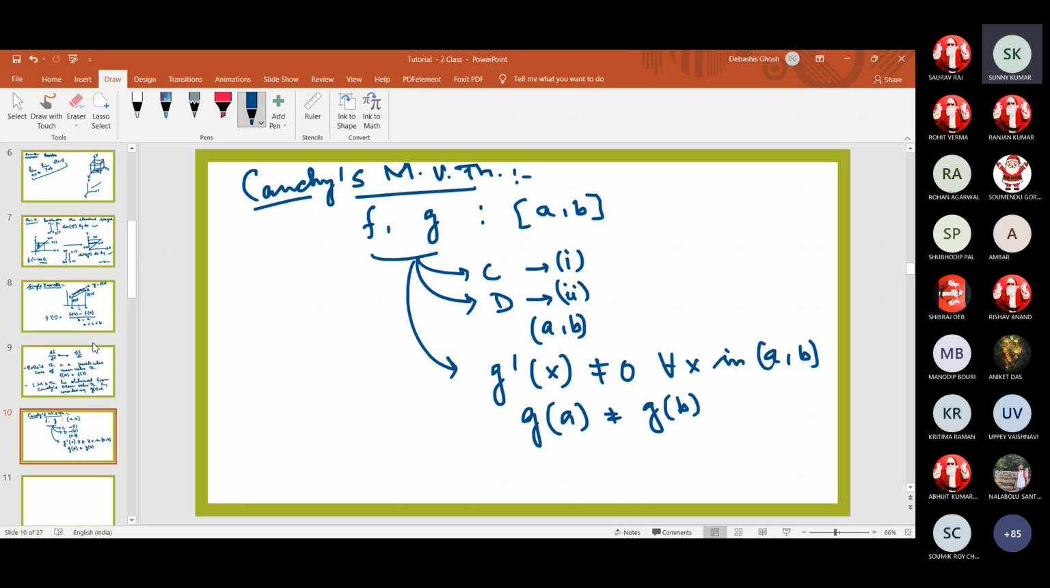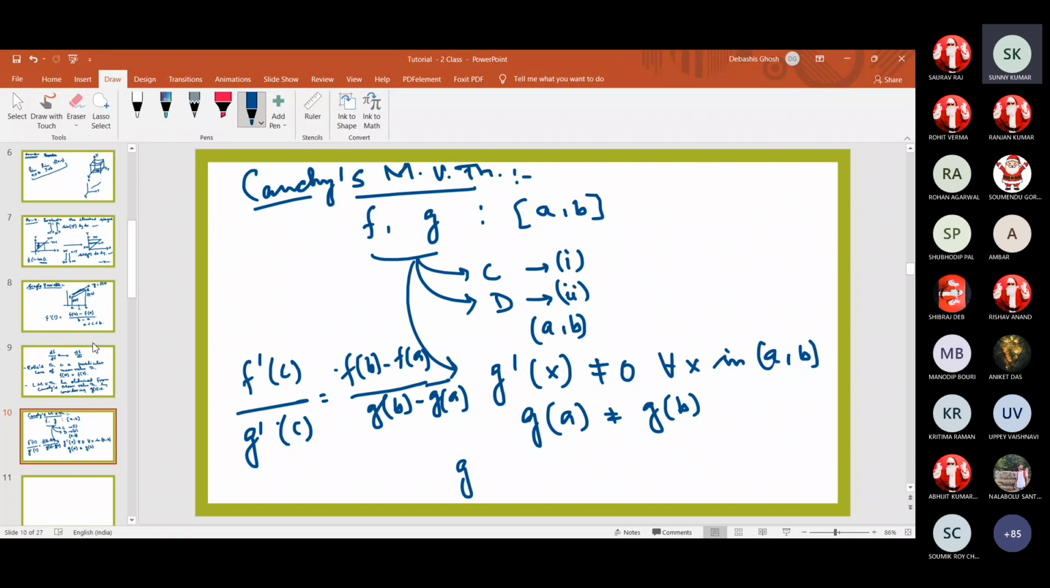If it is so, then we have the condition f dash c by g dash c equals f(b) minus f(a) by g(b) minus g(a). In this condition, if you consider that g(x) equals x, then we get Lagrange's mean value theorem. So g of b is b, g of a is a, g dash x is 1. So f dash c equals f(b) minus f(a) by g(b) minus g(a).